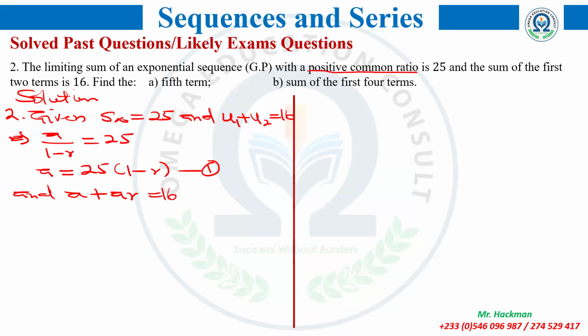Okay. When we talk of sum, it means you'll be summing some terms. But here you are told the sum of the first two terms. So it means the sum of the first term, represented by U sub 1, and the second term, represented by U sub 2. This is also the same as S sub 2 is equal to 16. You could have extracted this as such.